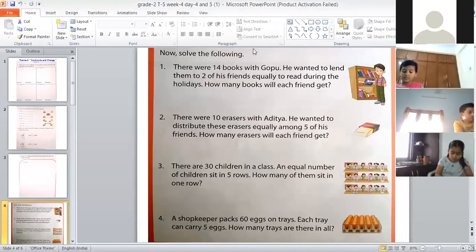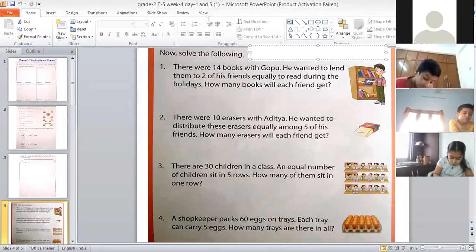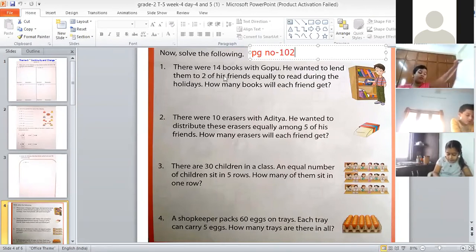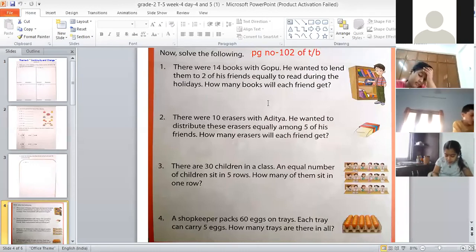Then two of his friends equally to read during the holidays. How many books will each friend get?